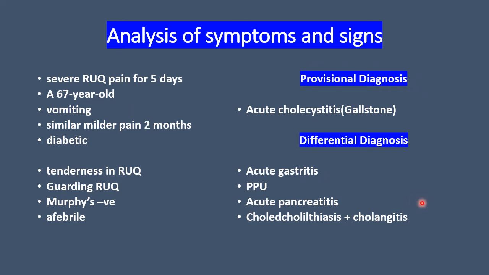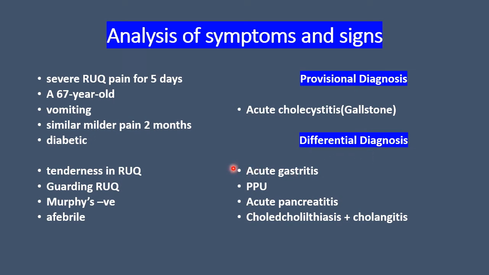Now we come to the analysis of the symptoms and signs in the patient. These are the symptoms: severe right upper quadrant pain for 5 days. He's an elderly man, 67 years old, associated with vomiting and similar episodes twice in the last 2 months. He's a diabetic. Examination: there's tenderness in the right upper quadrant with guarding, Murphy sign negative, and he is afebrile. So with these clinical symptoms and signs, the provisional diagnosis would be acute cholecystitis due to gallstone.